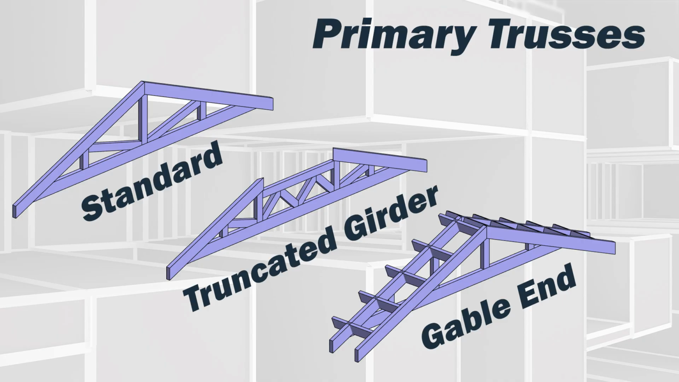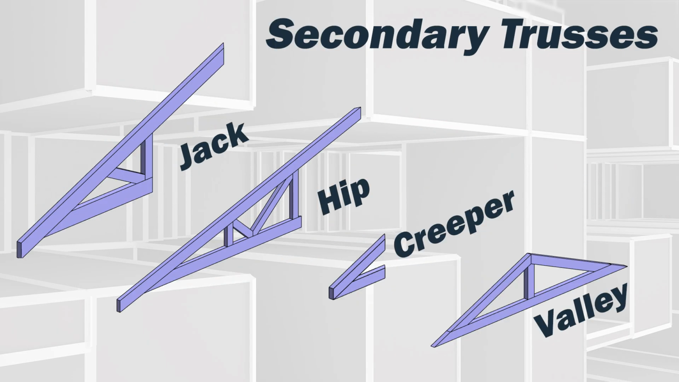Based on their use, these truss families are divided into primary trusses and secondary trusses. The primary trusses, which we will cover in this chapter, are the standard truss, the girder truss, and the gable end truss. The secondary trusses are the jack truss, the hip truss, the creeper truss, and the valley truss. We will see these types in the next video.